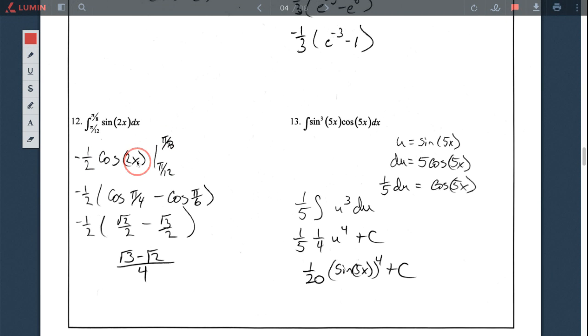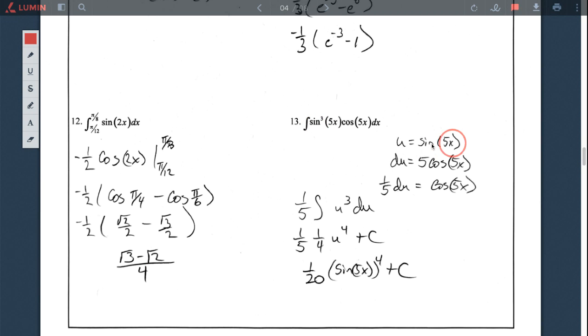I plug in 2 times pi over 8 is pi over 4. 2 times pi over 12 is pi over 6. Cosine of pi over 4 is square root of 2 over 2. Cosine of pi over 6 is square root of 3 over 2. Again, I could have stopped here if I wanted to, but if you clean it up, this is what you end up with.